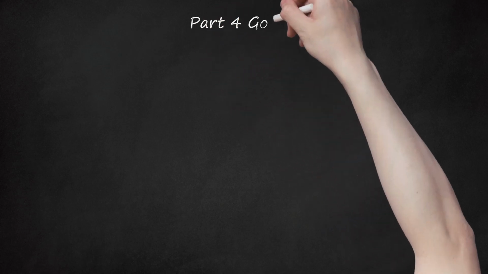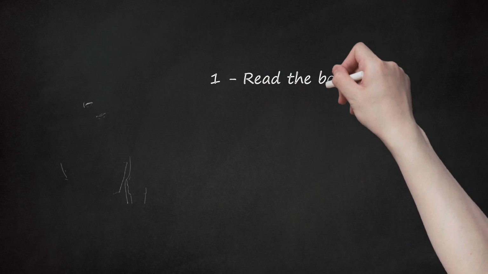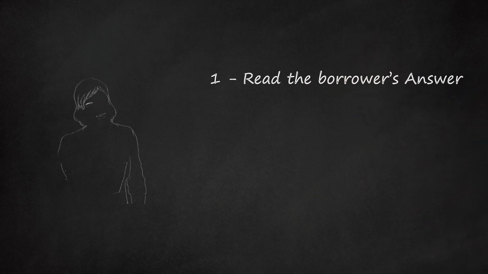Part 4. Going to trial. 1. Read the borrower's answer. The borrower will respond to your complaint by filing an answer. In the answer, the borrower will admit, deny, or claim insufficient knowledge to admit or deny each allegation made. The defendant will also provide any additional facts which are missing from the complaint.